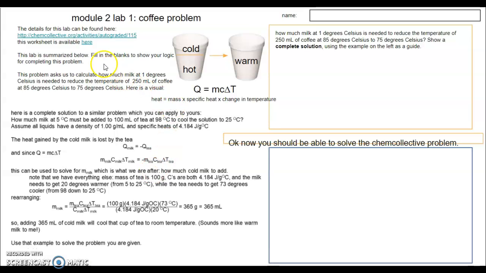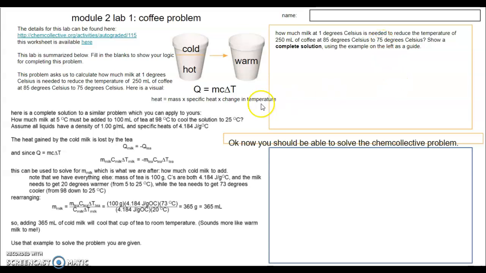Hey, this is Dr. B, and I'd like to give you some assistance with Module 2, Lab 1, also known as the coffee problem. You can find the details for it here at Chem Collective, and I have created a problem for you to solve, at which point, after you've solved that problem, you solve the problem given to you in the Chem Collective website. It is similar, so solving this here should help you.